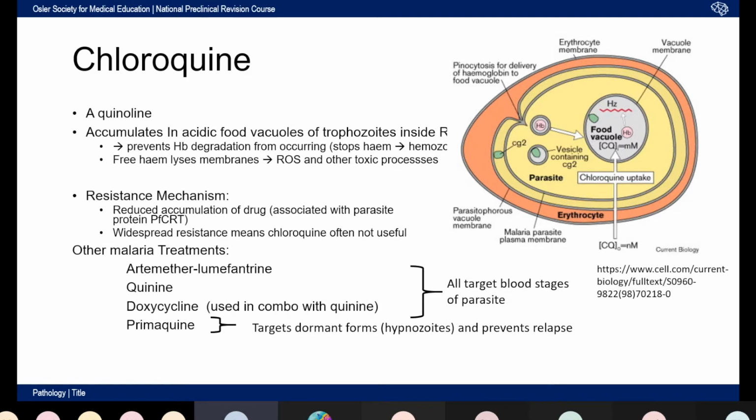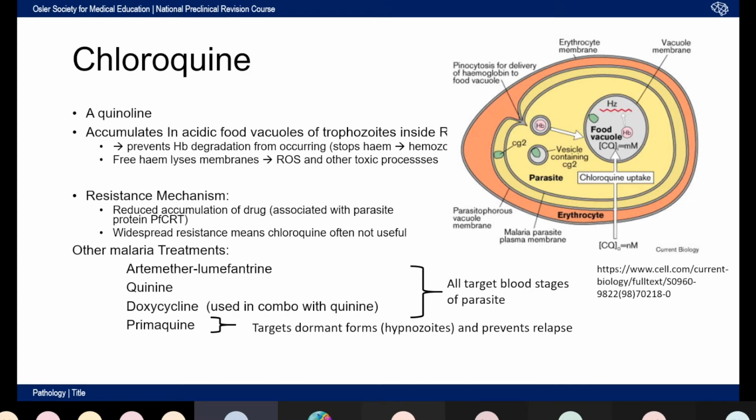And this means that free heme accumulates inside the parasite. And the free heme lyses the parasite membranes and leads to the generation of reactive oxygen species, as well as causing other toxic processes, which would eventually kill the cell. So chloroquine is quite effective at killing the parasite, but unfortunately resistance to chloroquine is increasing, so now it often can't be used. So the resistance mechanism is that there's reduced accumulation of the chloroquine inside the acidic food vacuole, but I'm not sure we actually know exactly why that is, so whether it's reduced influx or if it's increased efflux via a pump or something.